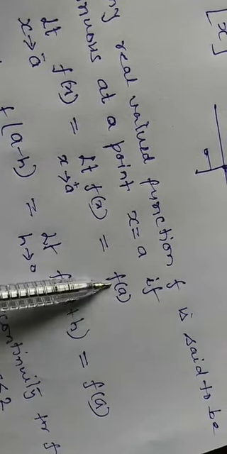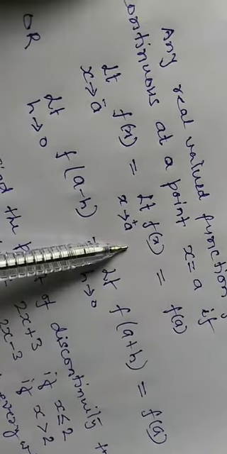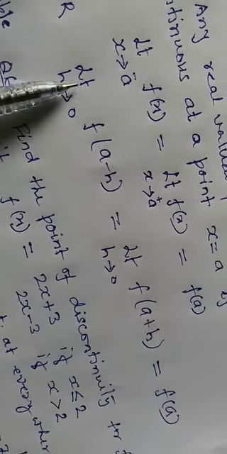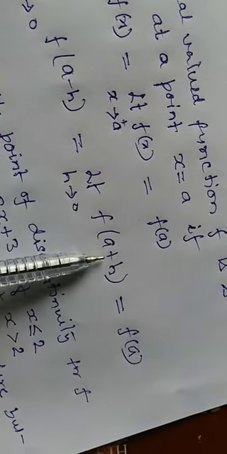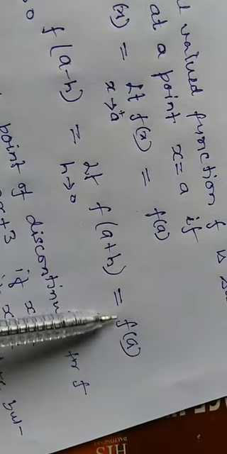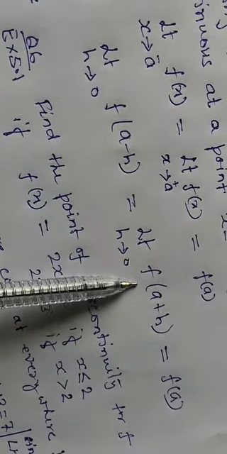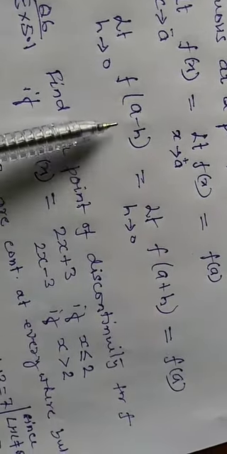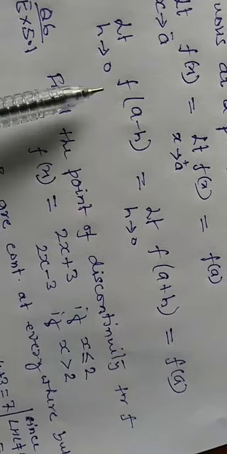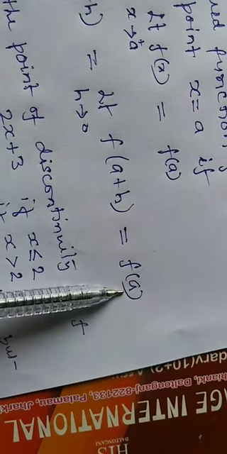If we want to find at x equal to 2, then the value at 2 must be equal to the left limit and the right limit. Or we can write this as: limit h tends to 0 of f(a minus h), this is the left limit. On the right side, limit h tends to 0 of f(a plus h), this is the right limit, and the value f(a). This is the main formula, so you must remember it. Only this concept is here, and we have done in class 11th how to find the left limit and right limit. Only the third thing is f(a).